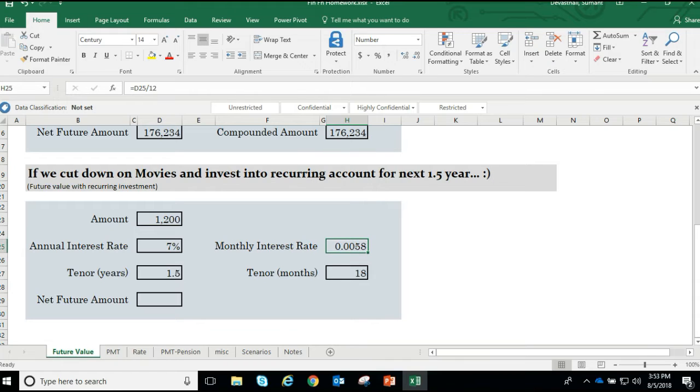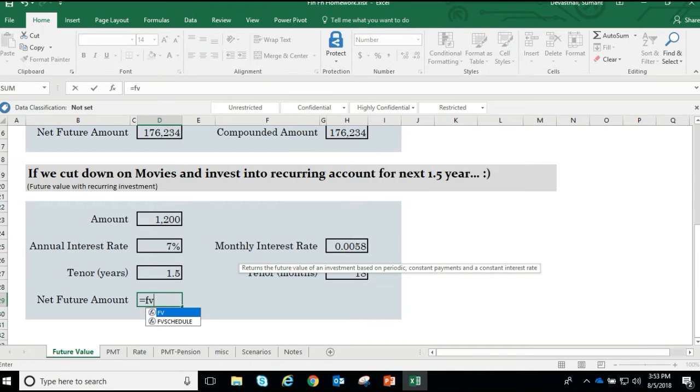You will see the formula here. Similarly, what should be the tenor in months? It should be the number of years into 12, right? That's why these two boxes. Let's try and calculate this. This is equal to future value. Now, what's the rate? We'll take monthly interest rate, period, monthly period.